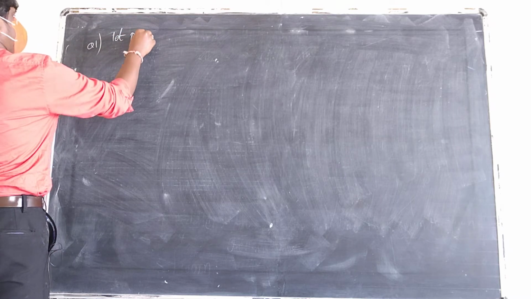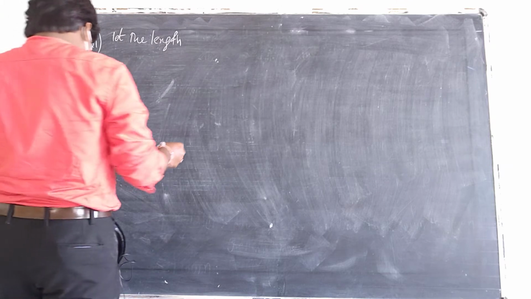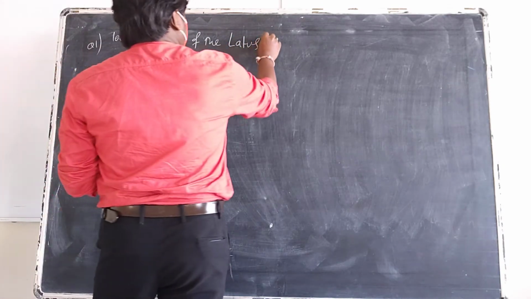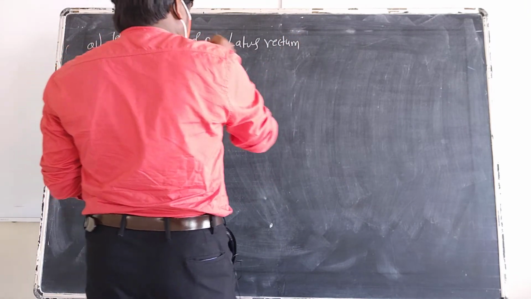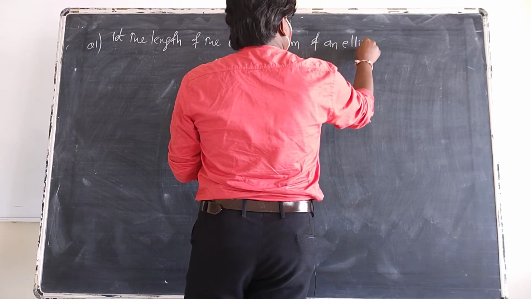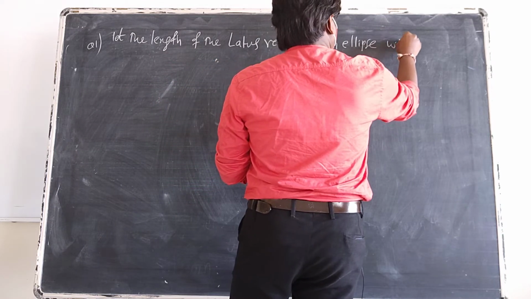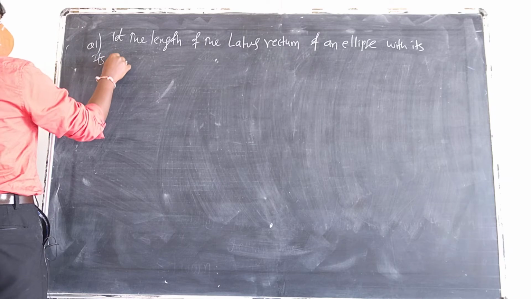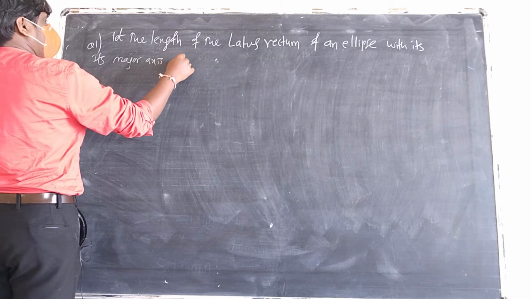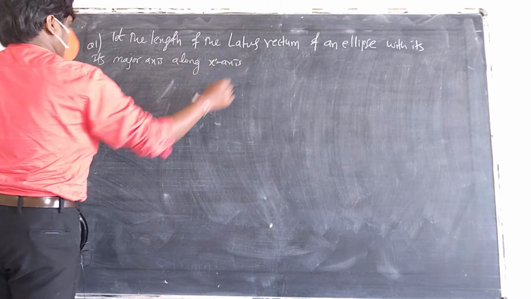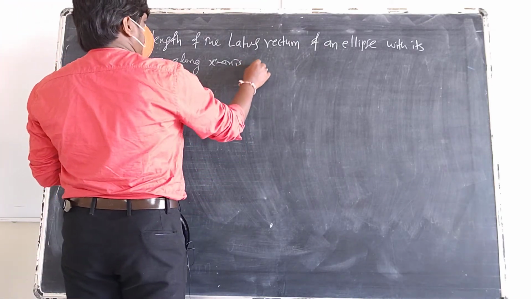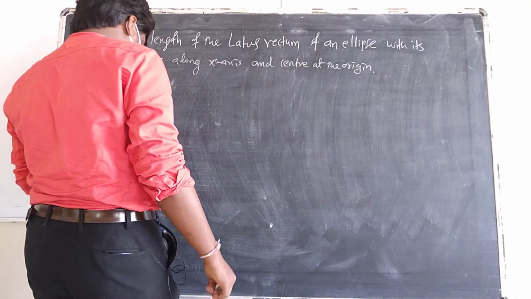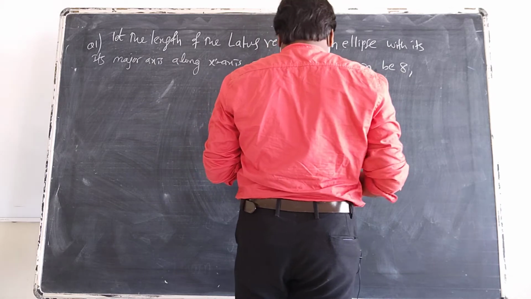Let the length of the latus rectum of an ellipse with its major axis along the x-axis and center at the origin be 8.